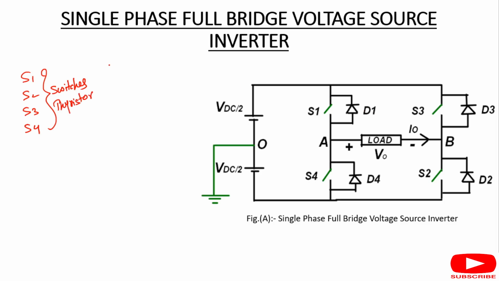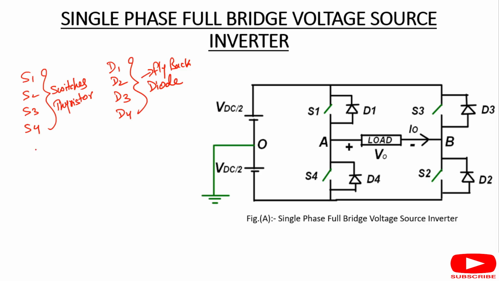Now D1, D2, D3 and D4 are called flyback diodes. The purpose of the flyback diodes is to feed back power to the DC source. But in case of a purely resistive load, there is no need to use these flyback diodes. They are only used for inductive load, capacitive load, or combinations of resistive inductive load, etc.